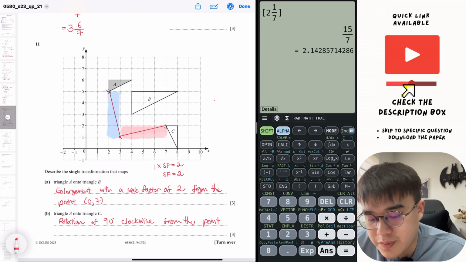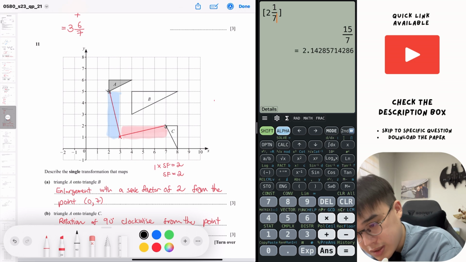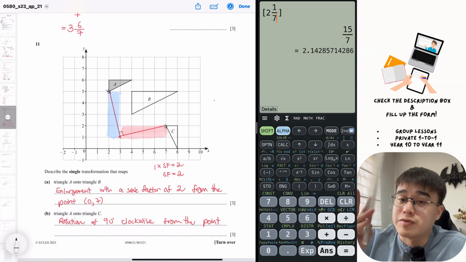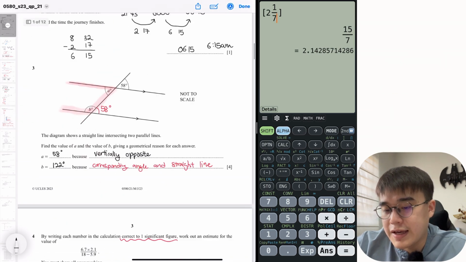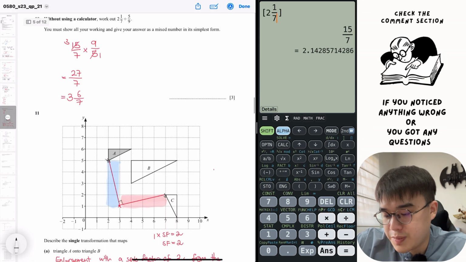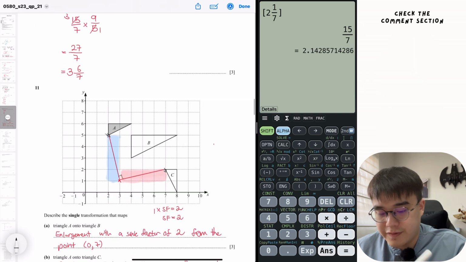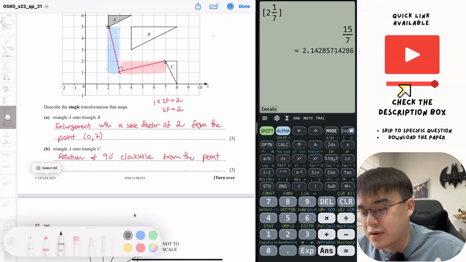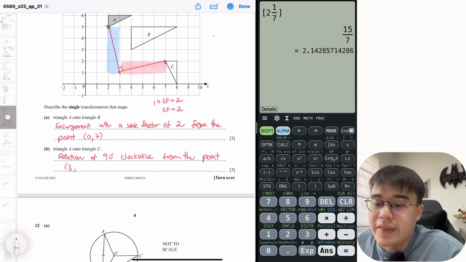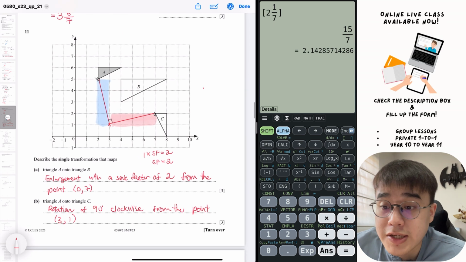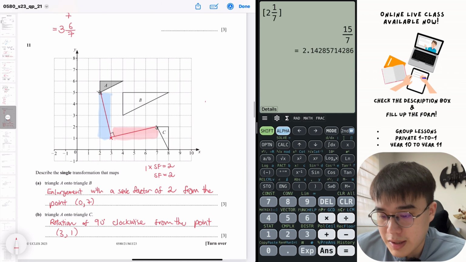So with these two supporting information, okay, and I also place my ruler here to double check whether it's 90 or not. And yes, it is, which means I can finally write this thing down, concluding that from the point is 3, 1. Then you'll be able to earn the full marks for question 11.